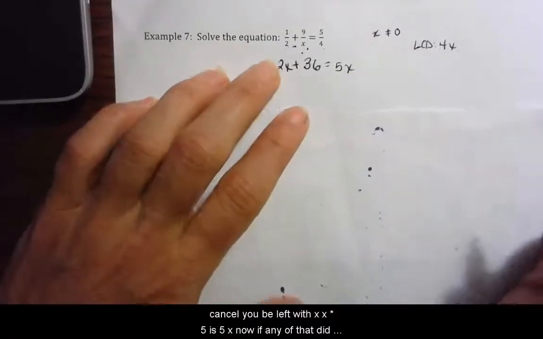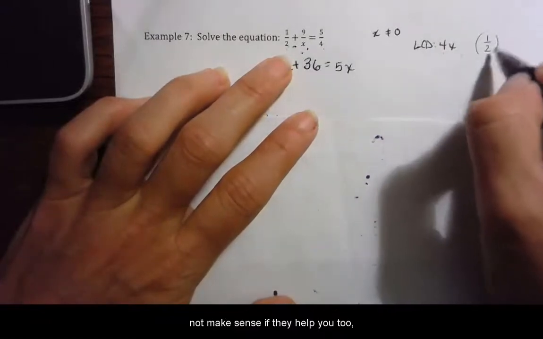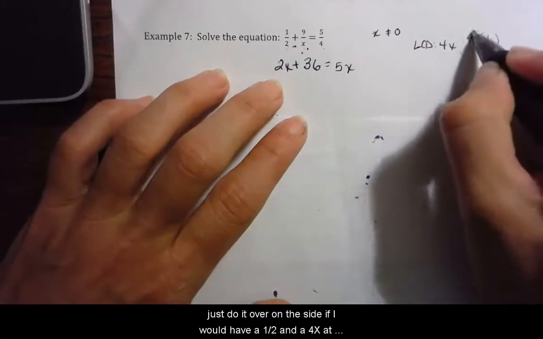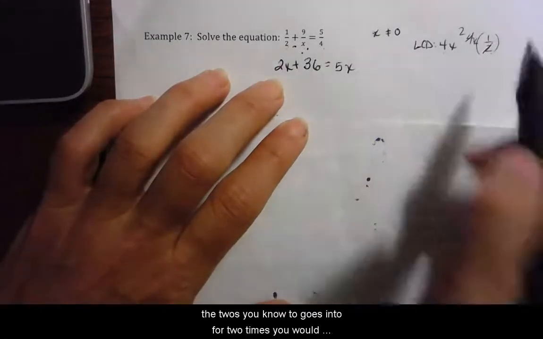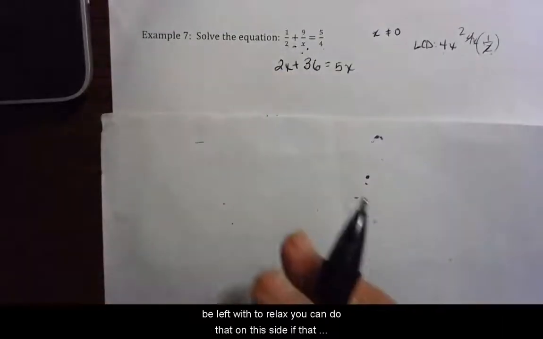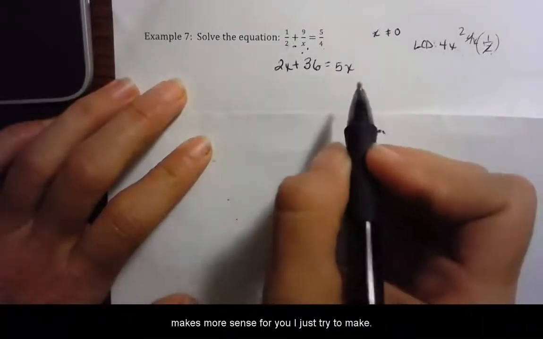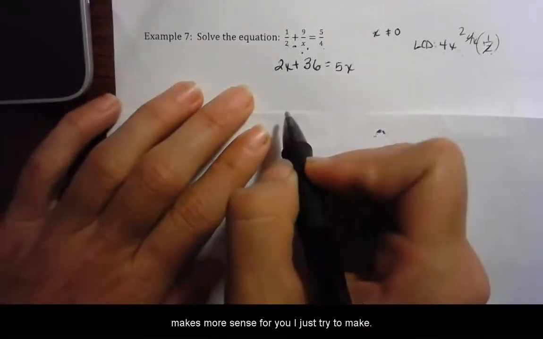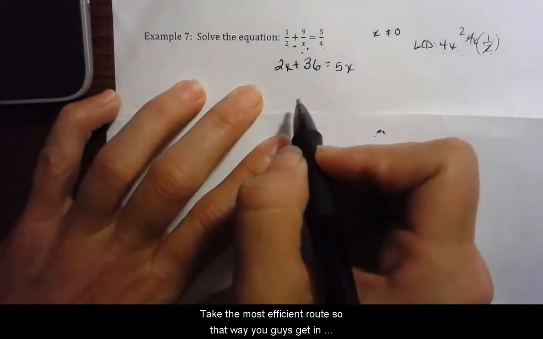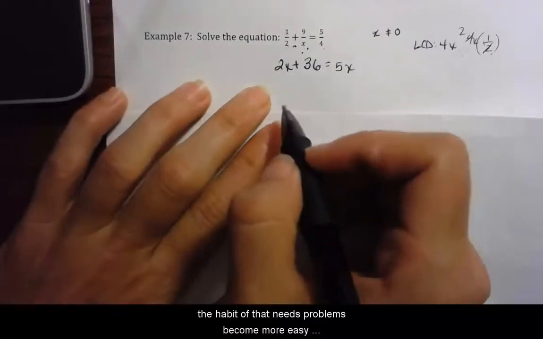Now, if any of that did not make sense, it may help you to just do it over on the side. If I would have a 1/2 and a 4x, 2 goes into 4 2 times, you'd be left with 2x. You could do that on the side if that makes more sense for you. I just try to take the most efficient route, so that way you guys get in the habit of that, and these problems become easier and doable and less tedious and aggravating.